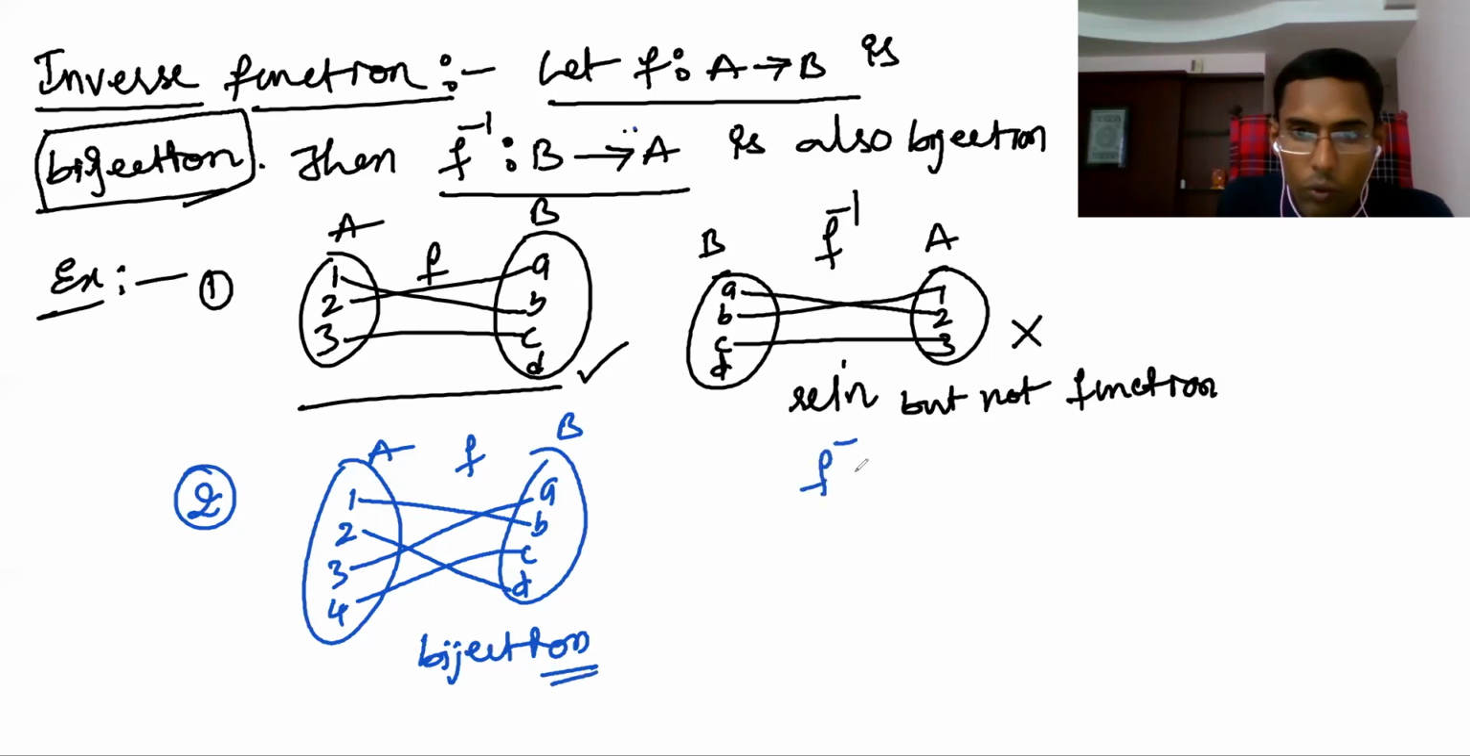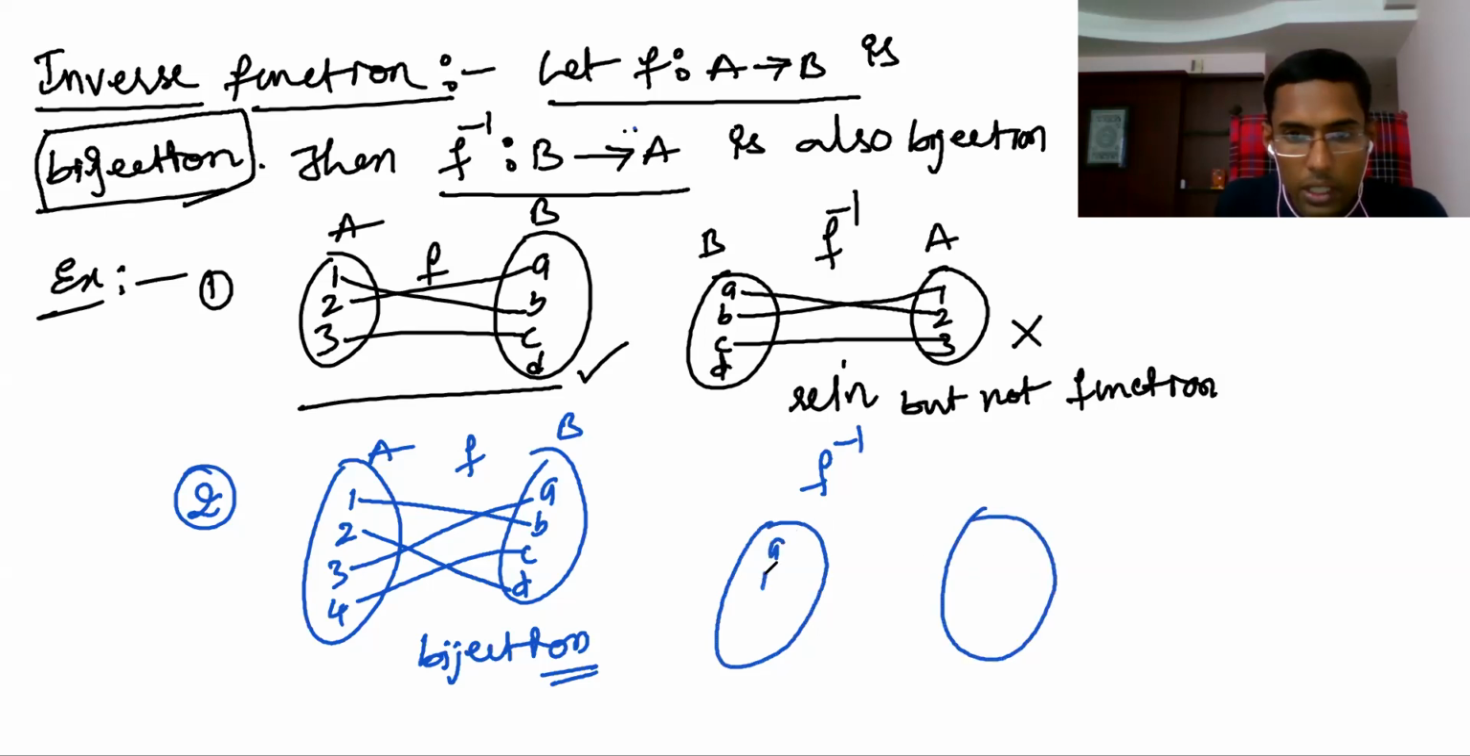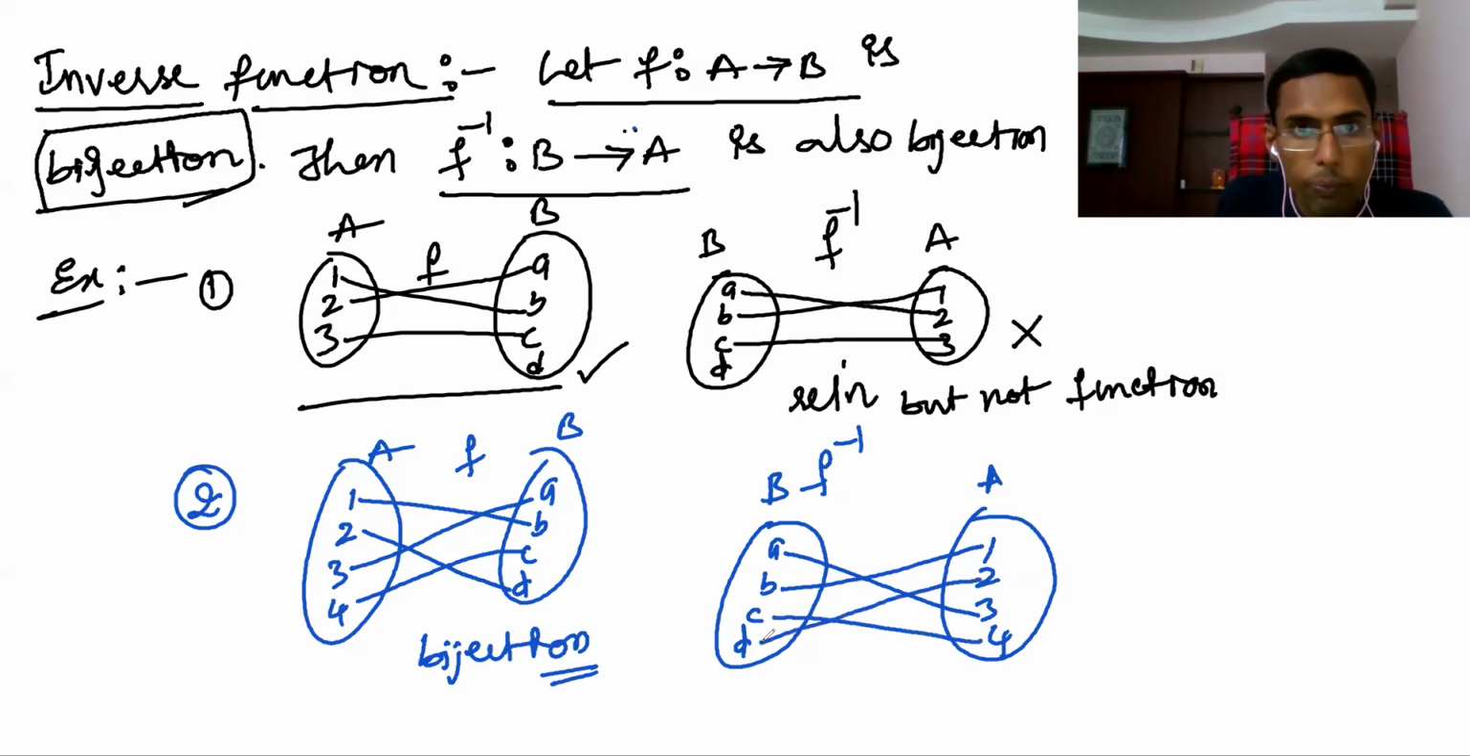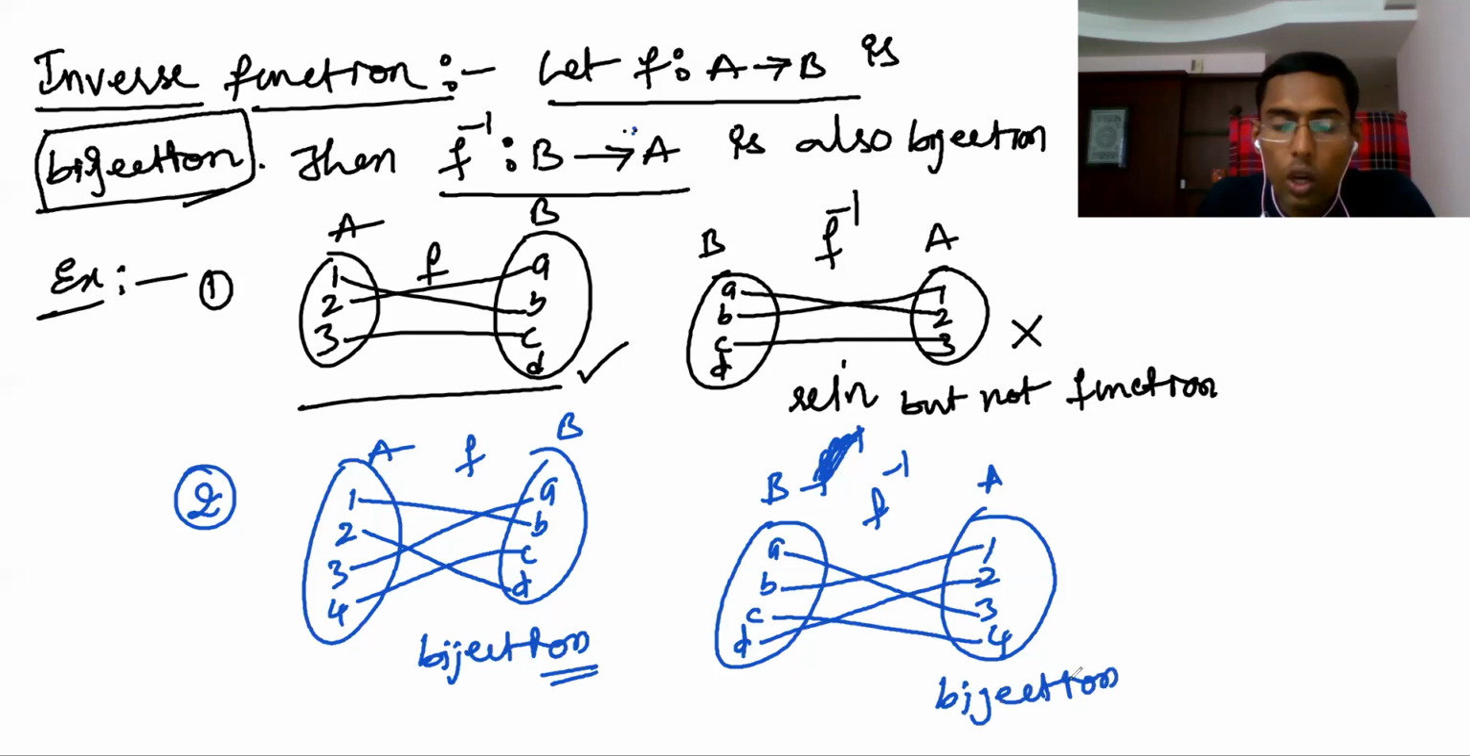Now find f inverse. What is f inverse here? This f inverse goes from B to A, with elements A, B, C, D mapped to 1, 2, 3, 4. Now A's image becomes 3, B goes to 1, C to 4, D to 2, like this. So now f inverse is simply a function. Not only is it a function, but it is a bijection also, both one-one and onto.